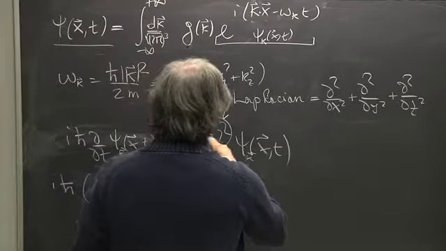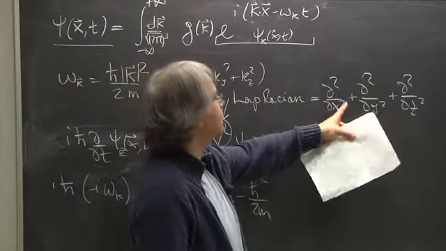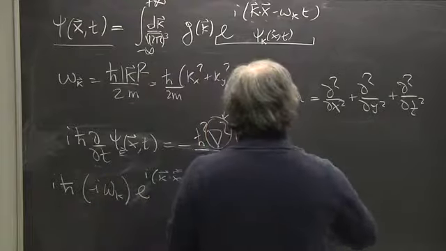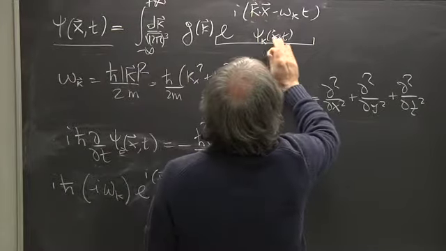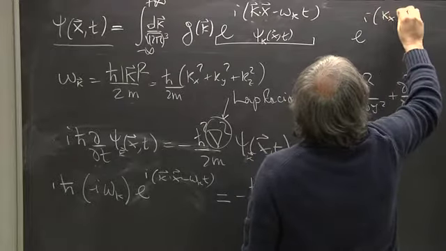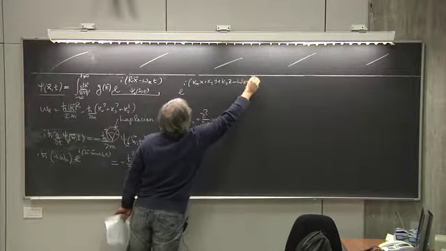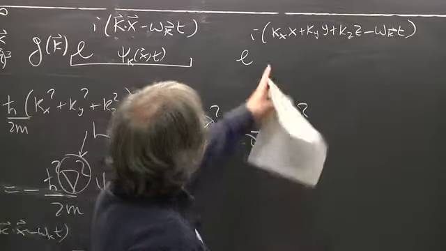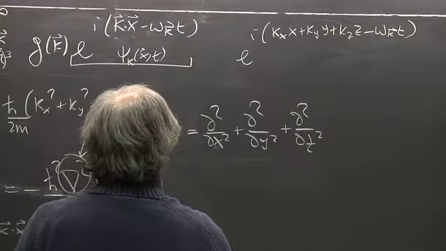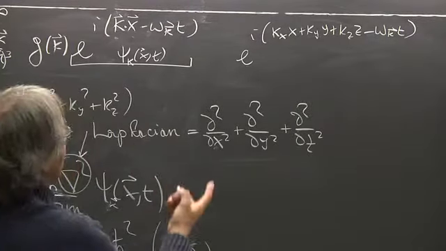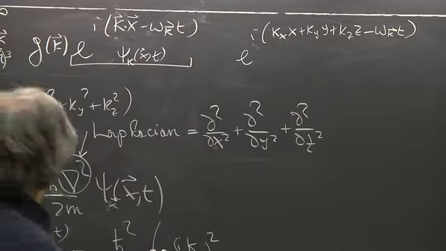Let us try now the derivative on the right-hand side. So I have minus h bar over 2m, and then the second derivatives with respect to x, y, and z. So let's consider the x. When I take the first derivative with respect to x, remember here I have e to the i kx x plus ky y plus kz z. Okay? This is what I have there. Now, when I take the first derivative with respect to x, I bring down i kx. Then I take a second derivative of the same expression and I bring down another i kx. So I get the square, times the same function.